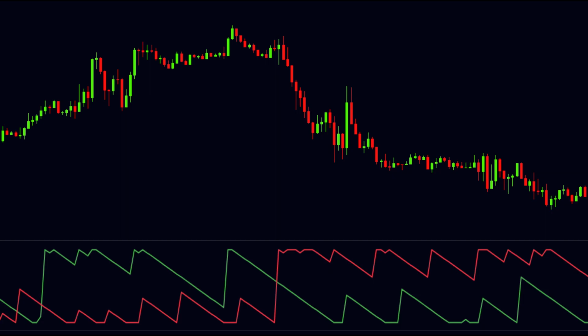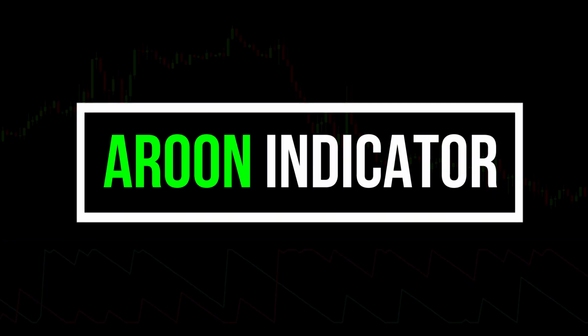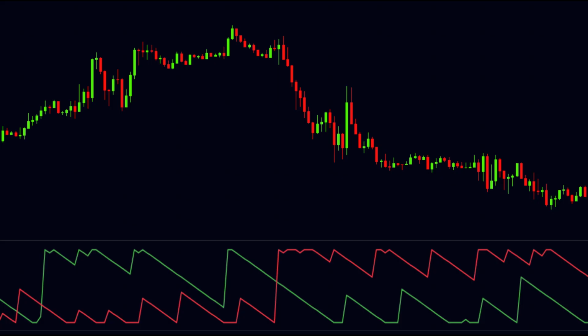Today we will understand about the Aroon indicator, which is a very important indicator for the stock market as well as for the forex.